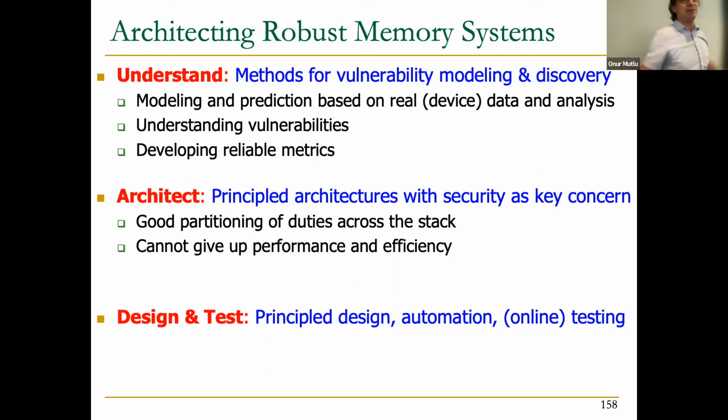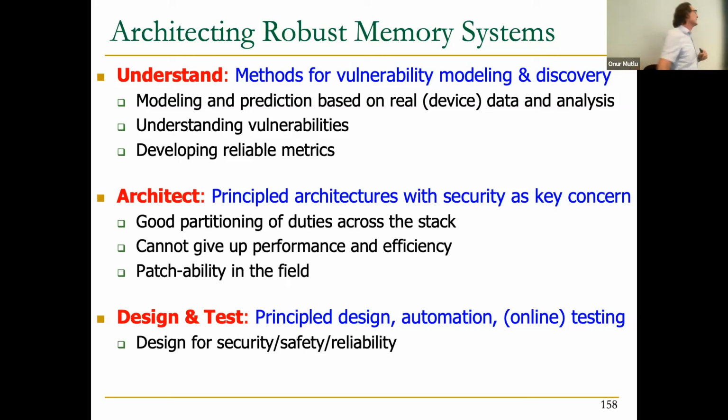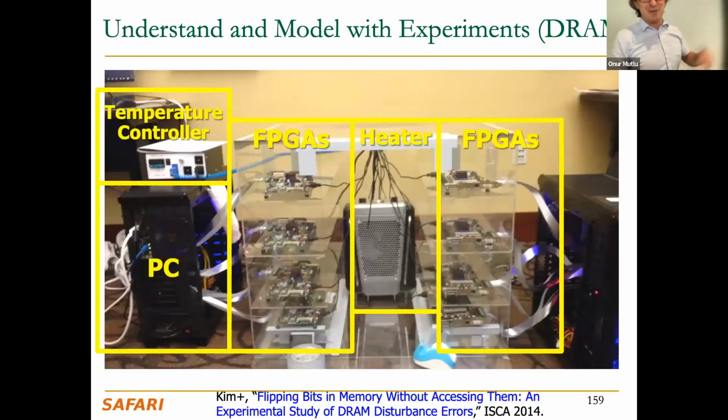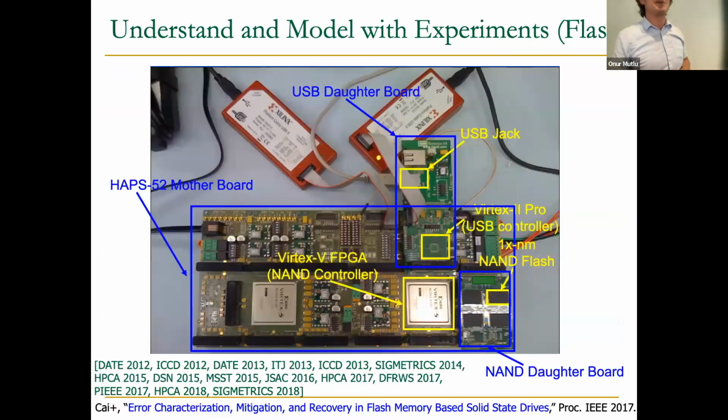We clearly cannot give up performance and efficiency, but patchability in the field is important. And I think design and test, as Subhashish mentioned earlier, is going to be a lot more important going into the future. Maybe it's going to be a lot more online testing to actually figure this out, because offline testing is, in my opinion, insurmountable in terms of cost. Yeah, it's all online, I think. Okay, that's why we've been building this infrastructure, and I think we need to build more.